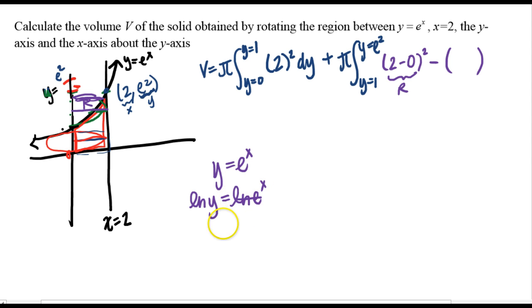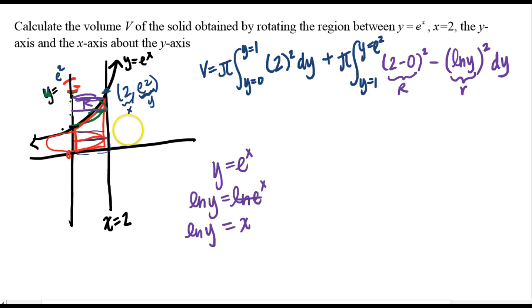The ln and the e cancel. So x is ln y. So this right minus left here is going to be natural log of y minus 0. So ln y minus 0, quantity squared dy. So this is my little radius.